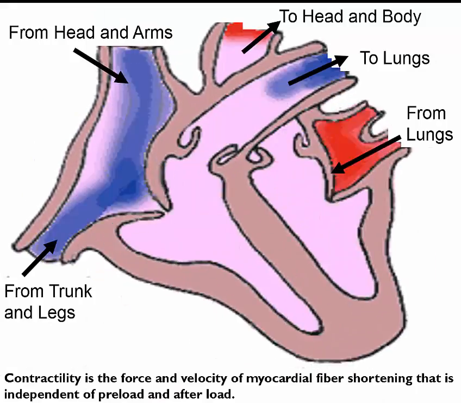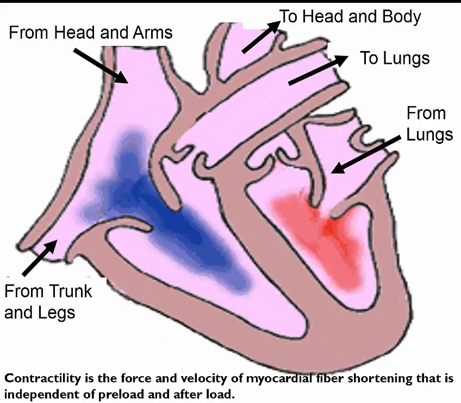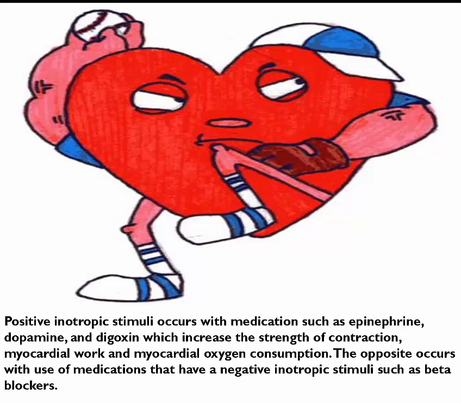Contractility is the force and velocity of myocardial fiber shortening that is independent of preload and afterload. So looking at this video, each time it goes down into the ventricles, that's preload, and when it leaves the ventricle, that is afterload. Positive inotropic stimuli occur with medications such as epinephrine, dopamine, and digoxin, which increase the strength of contraction, myocardial work, and myocardial oxygen consumption. The opposite occurs with use of medications that have a negative inotropic effect, such as beta blockers.